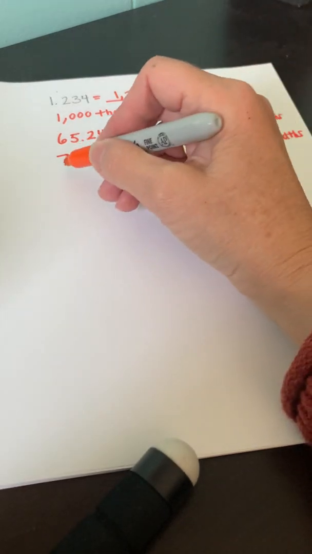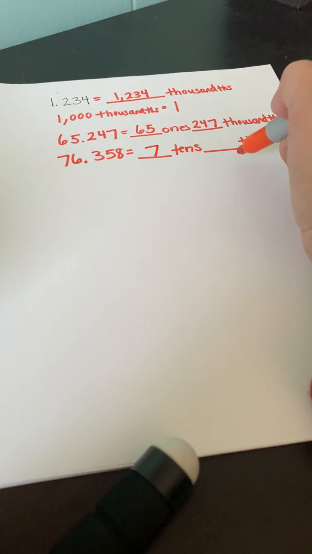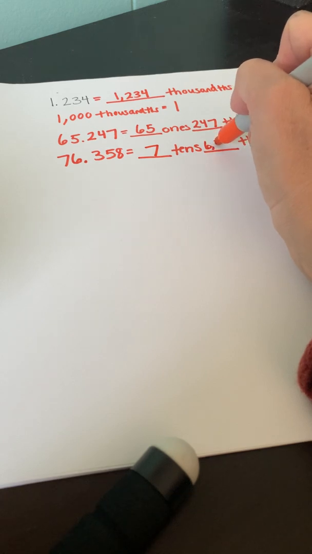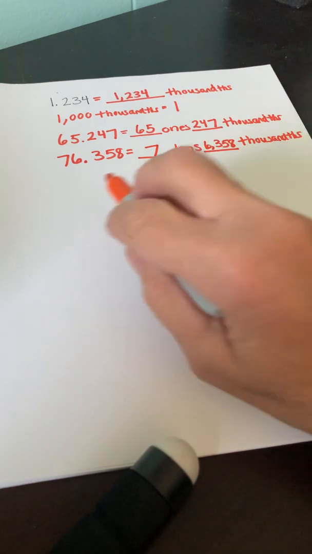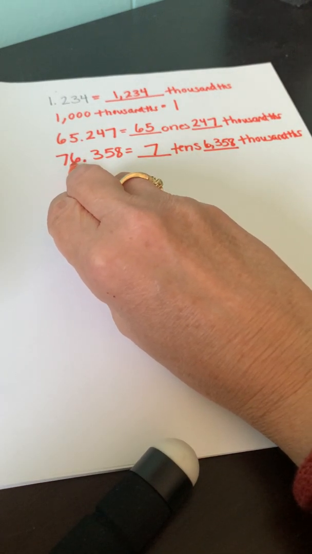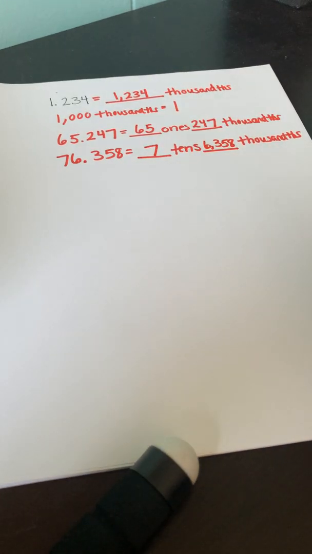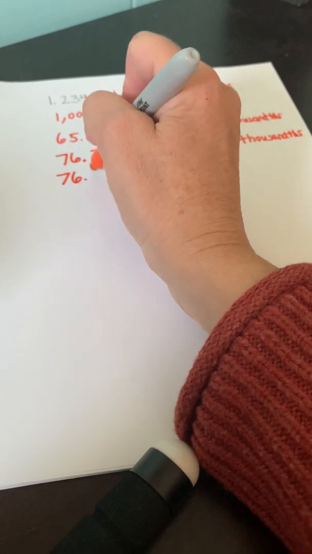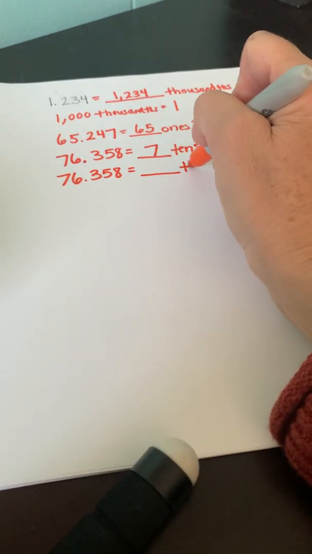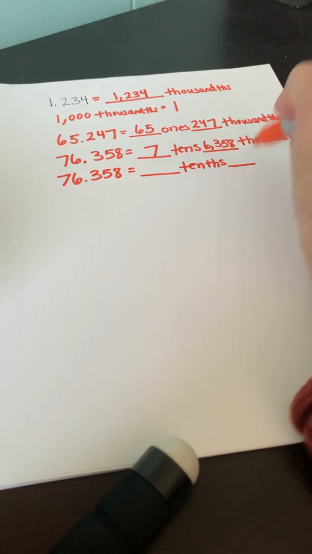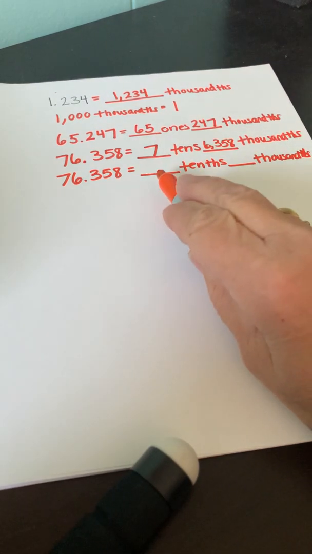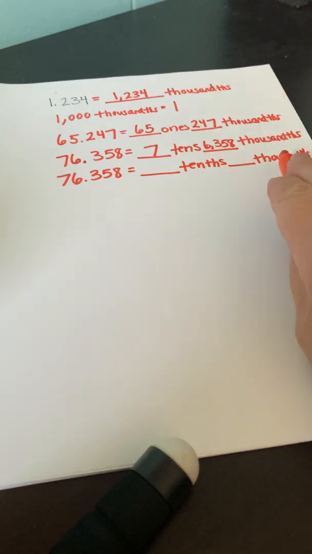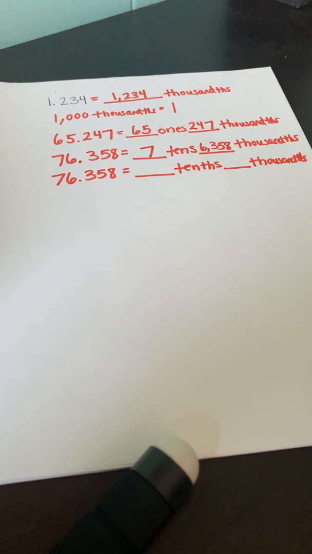Okay, for this one, we would have 7 tens, 6,358 thousandths. Because all I did was take out my tens place and express the rest of my number as thousandths. What if I took that same number, 76 and 358 thousandths, and I asked you to express it as tenths and then thousandths? Look at that number and write down how I could express this number in tenths and thousandths. Press play when you're ready to check your answer.